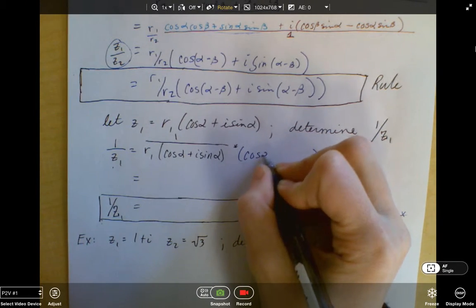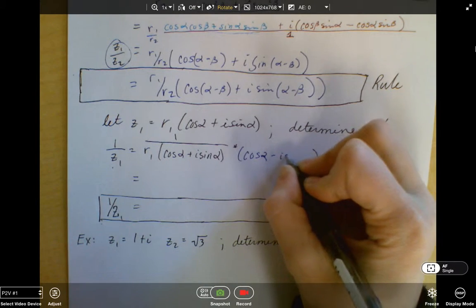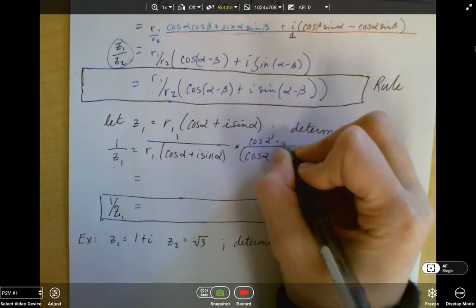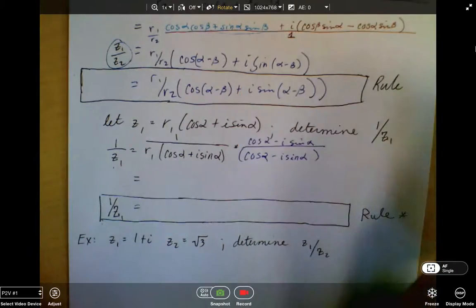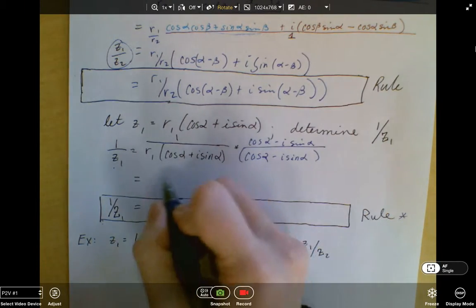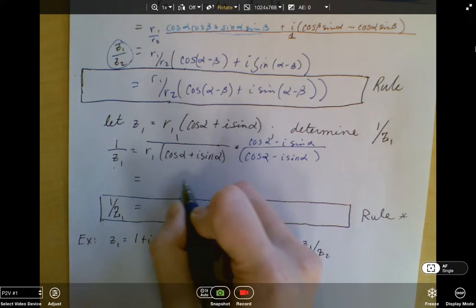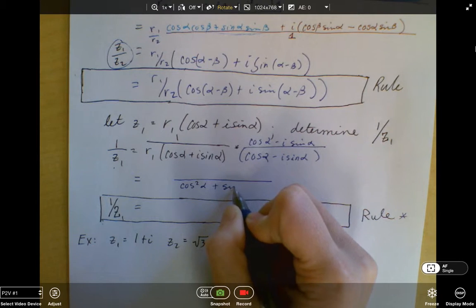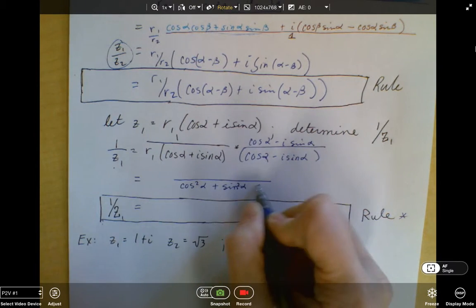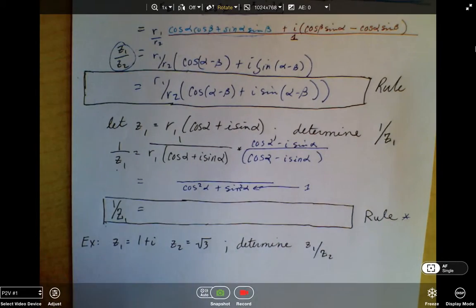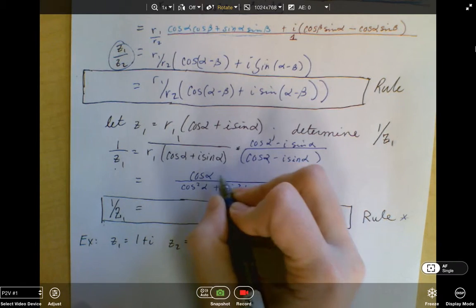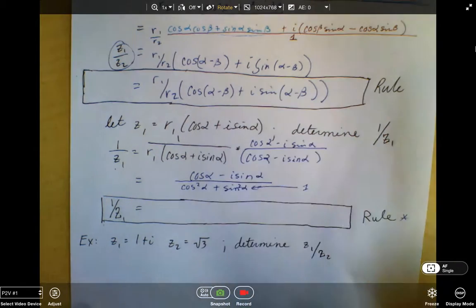So cosine alpha minus I sine alpha. And of course, we multiply by 1 in this form. The denominator becomes cosine squared alpha plus sine squared alpha, which is that. Hey, look, it's a 1 again. Okay, and then the numerator just becomes cosine alpha minus I sine alpha.